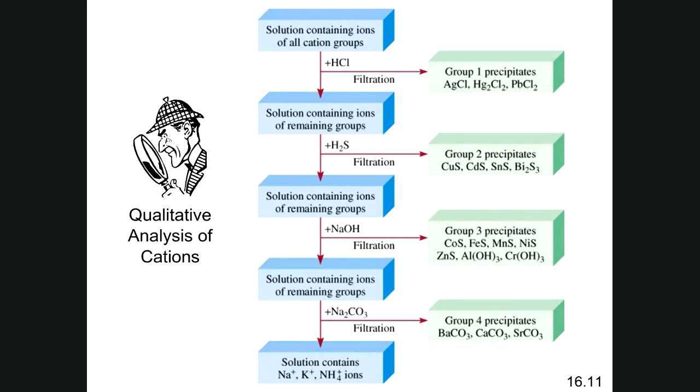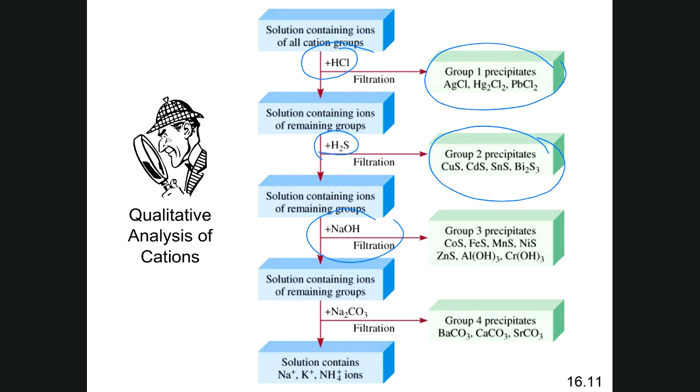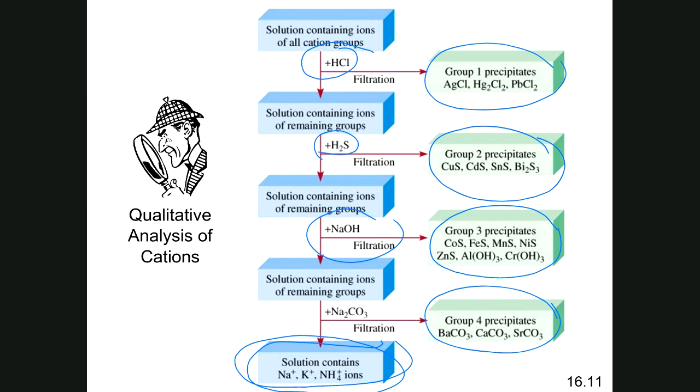So if you have all cations, you add HCl, group 1 is going to precipitate. Then for the remaining cations, when you add H2S, they would precipitate. And then you can change between acidic and basic. In the basic solution, only the cobalt, iron, and manganese are going to precipitate. And then you have some carbonates, a group that will precipitate with the carbonate, and then these will not form precipitate no matter what. They're always soluble. Compounds that have sodium, potassium, or ammonium are always soluble.